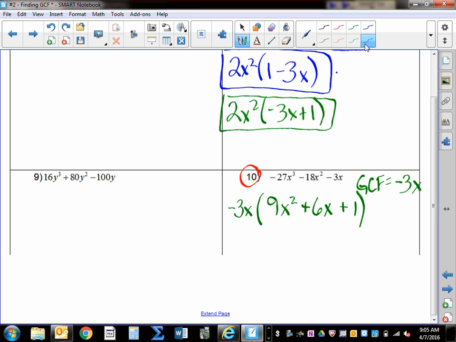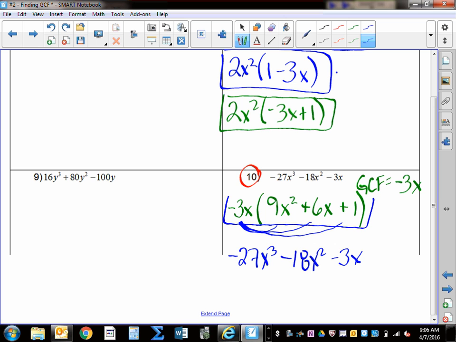So let's double check this. I multiply it back out. Negative 3x times 9, negative 27, x cubed. Negative 3 times 6 is negative 18, x squared. And negative 3x times 1 is negative 3x. That work? So that's our answer there.